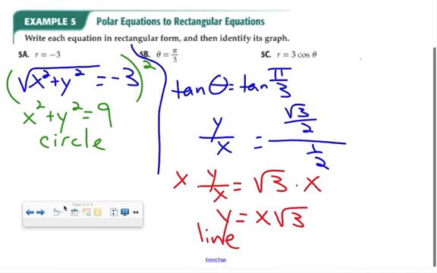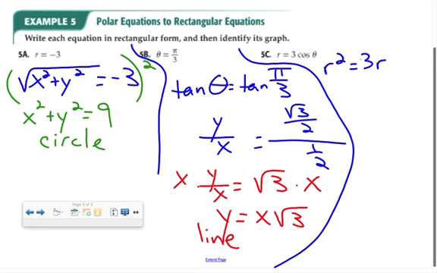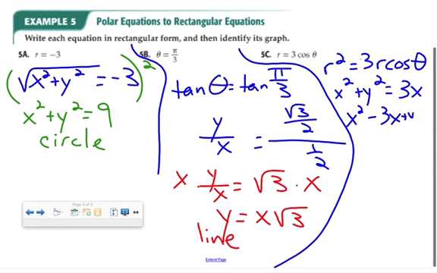In part C, a little bit more involved. I'm going to multiply both sides by r. So when I do that, I'll have r squared equals 3r cosine theta. Now I happen to know that r cosine theta is equivalent to x, so my right-hand side can become 3x. On the left-hand side, I know that r squared is equivalent to x squared plus y squared. And if I bring this 3x over, I'd have x squared minus 3x plus y squared equals 0.